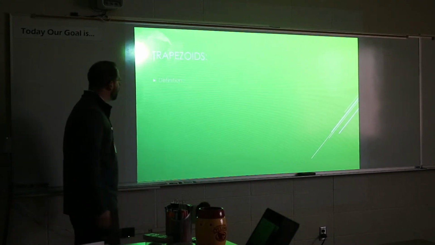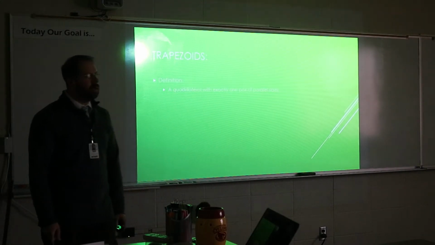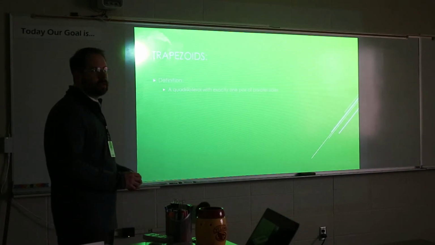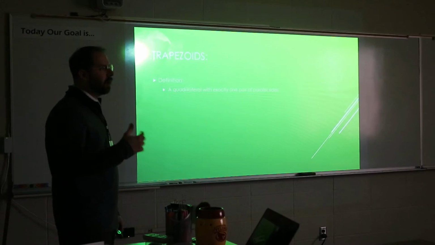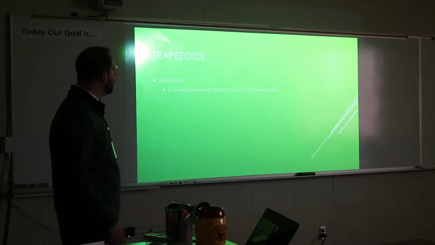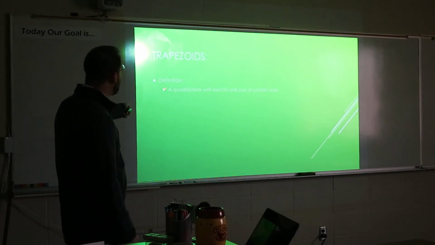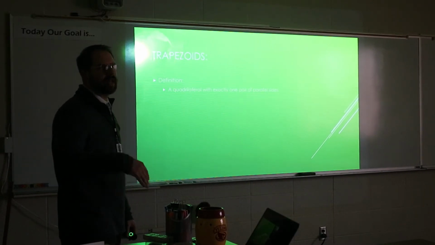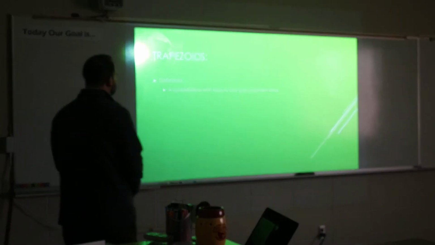Definition of a trapezoid. It is a quad with exactly one pair of parallel sides. So if you're checking that little mind map bubble, this is probably what you had. I know a lot of people just use Google. Some people actually went in their textbook and searched it. But this is the definition of a trapezoid. One pair of sides are parallel.